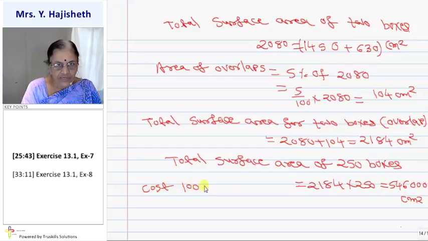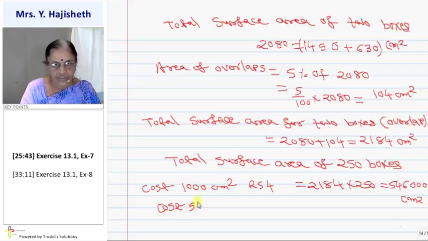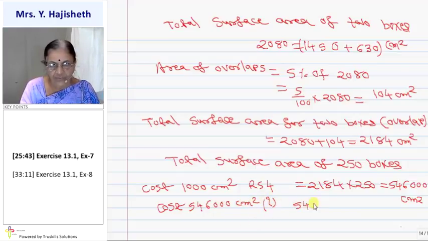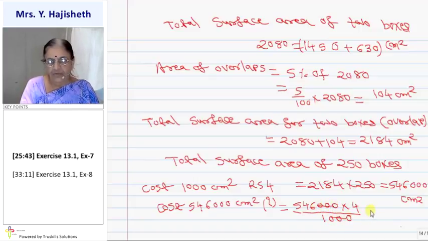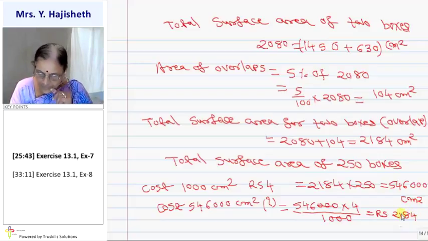Cost for 1000 centimeter square is rupees 4. So cost for 546,000 centimeter square is how much? So it is 546,000 into 4 upon 1000. Okay. So 546 into 4. So it is rupees 2184. क्या आया? 2184. देखा, टोटल एरिया भी वो आया और ये भी आंसर ही आया. 2184 सेंटीमीटर स्क्वायर भी आया और 2184 रुपीस भी आया. समझ में आया?